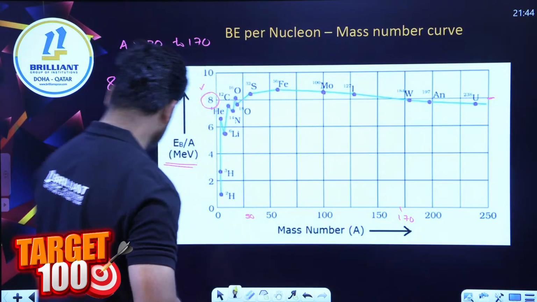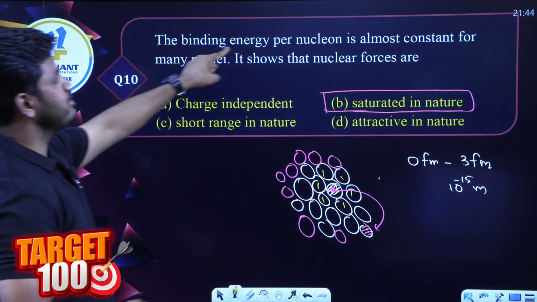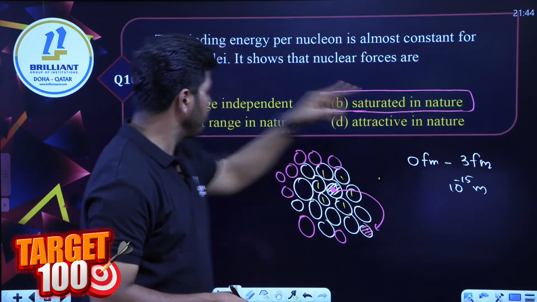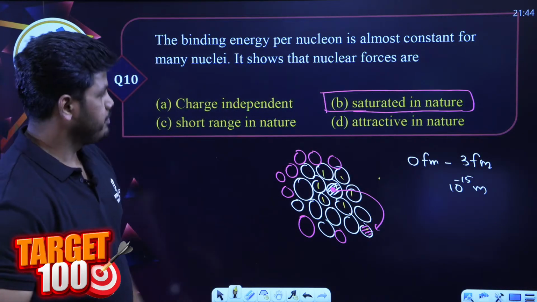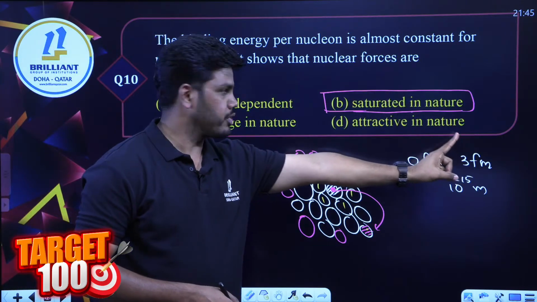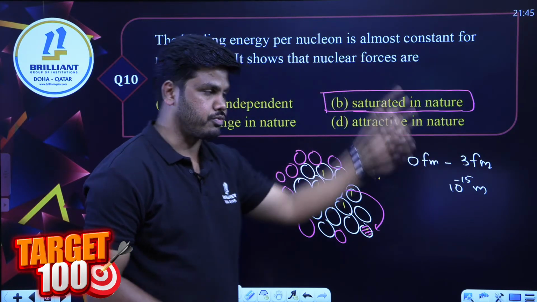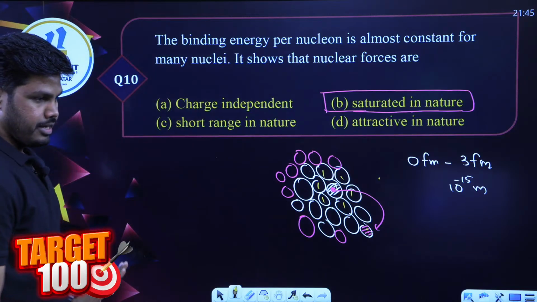So the question now makes sense. Read that once again. The binding energy per nucleon is almost constant for many nuclei because of the saturated nature of nuclear force. Yes, I hope it is clear.